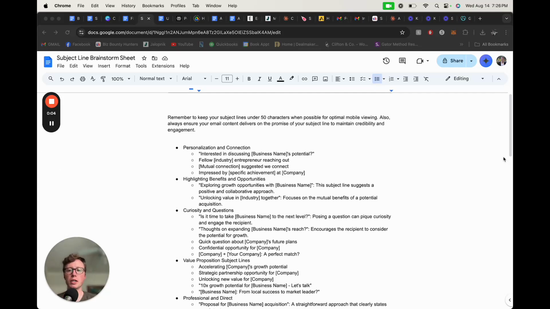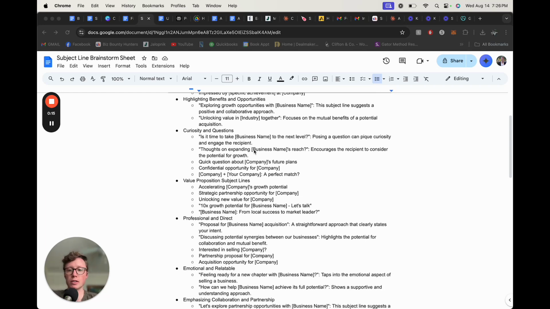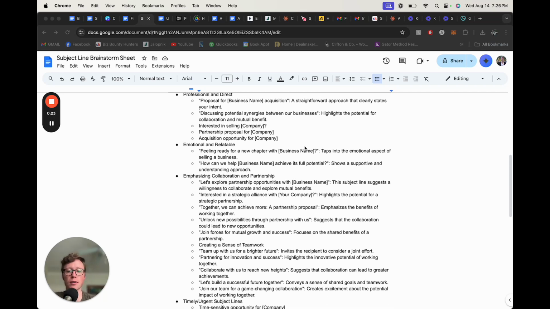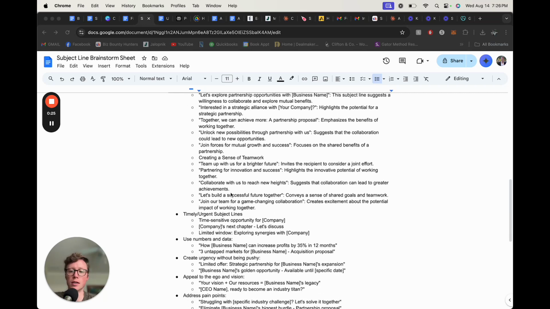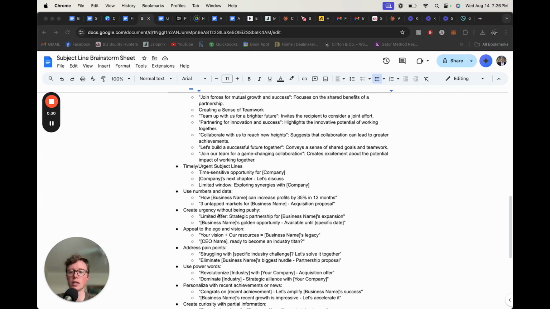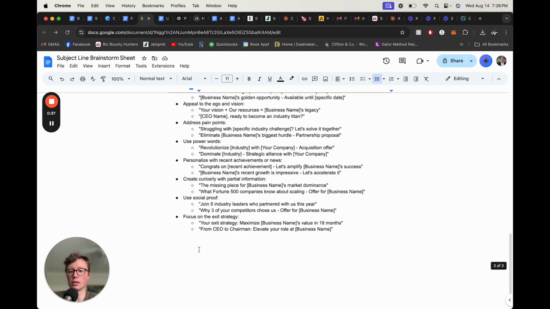Here's a brainstorm sheet I kind of built out for everybody. It just has some brainstorming ideas. I did rely on AI to help me build this out, so a lot of it is based on that, but I think it's a good tool to use to get some frameworks and then change them and make them personal to yourself. There's a ton of different categories on here. You got timely, use of numbers and data if you have it, case studies of, increase your profits by 35% in 12 months. Appealing to their ego, tons of different examples in here.